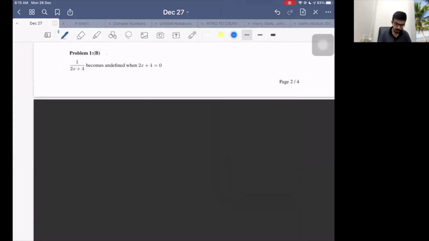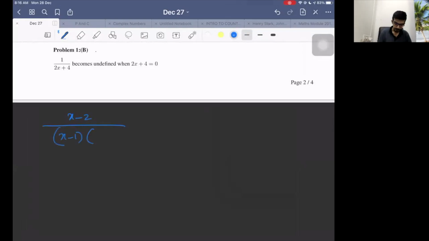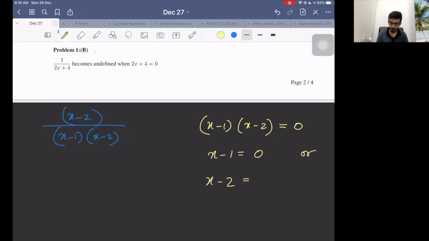The denominator of this expression is x minus 1 into x minus 2. And this becomes undefined when this denominator becomes 0. Again, there are two numbers which are being multiplied. So product of two numbers is equal to 0 means what? At least one of them has to be 0. So this means x minus 1 is equal to 0 or x minus 2 is equal to 0. So x equal to 1 can cause trouble, or x equal to 2 can cause trouble. So x equal to 1 and x equal to 2. There are two values of x for which this expression becomes undefined.